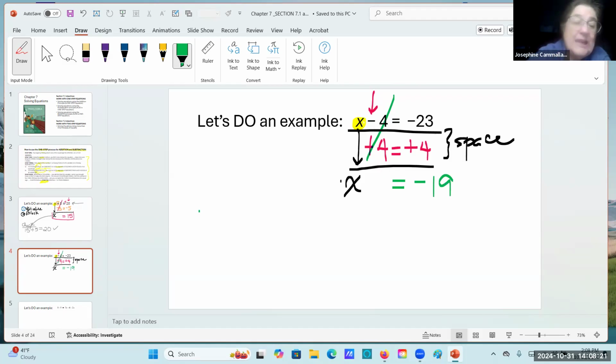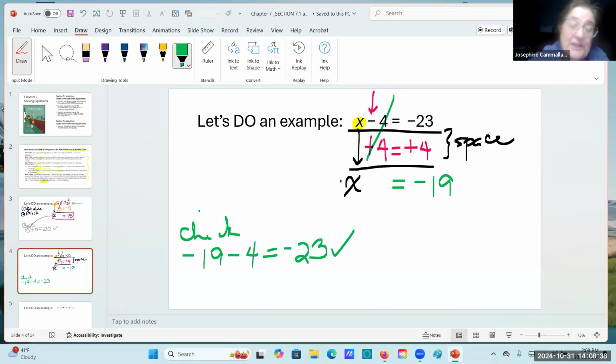Now, remember, if I want to check it, where that yellow X is, I'm putting negative 19 minus 4 is equal to negative 23. This checks.